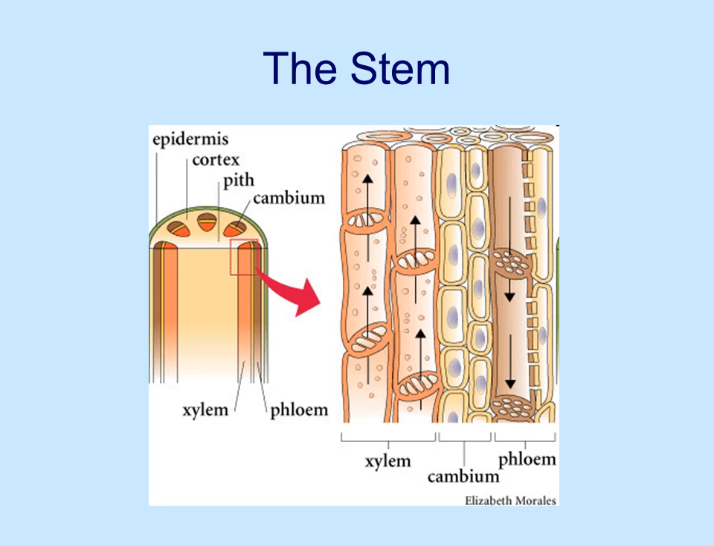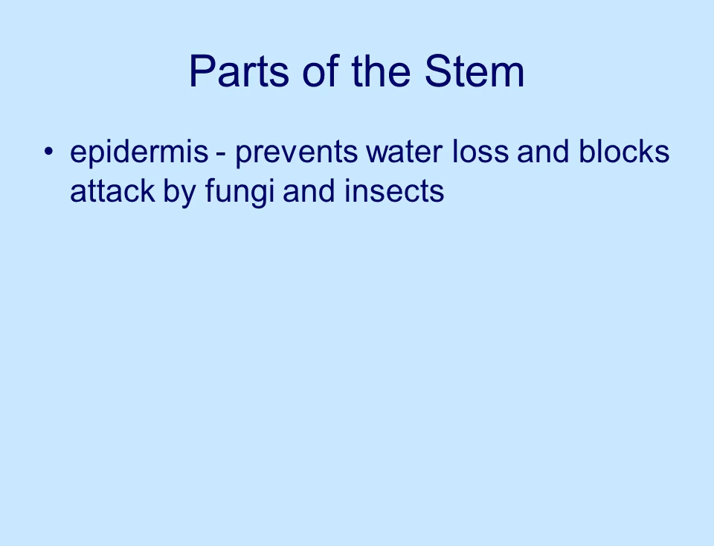The stem has a xylem and phloem and other parts, epidermis, cortex, pith, cambium, and the stem is very important for moving materials in and out of the plant. The epidermis provides protection from insects, from fungi, and it prevents water loss. The epidermis is thick and heavy, and water can't evaporate from it.